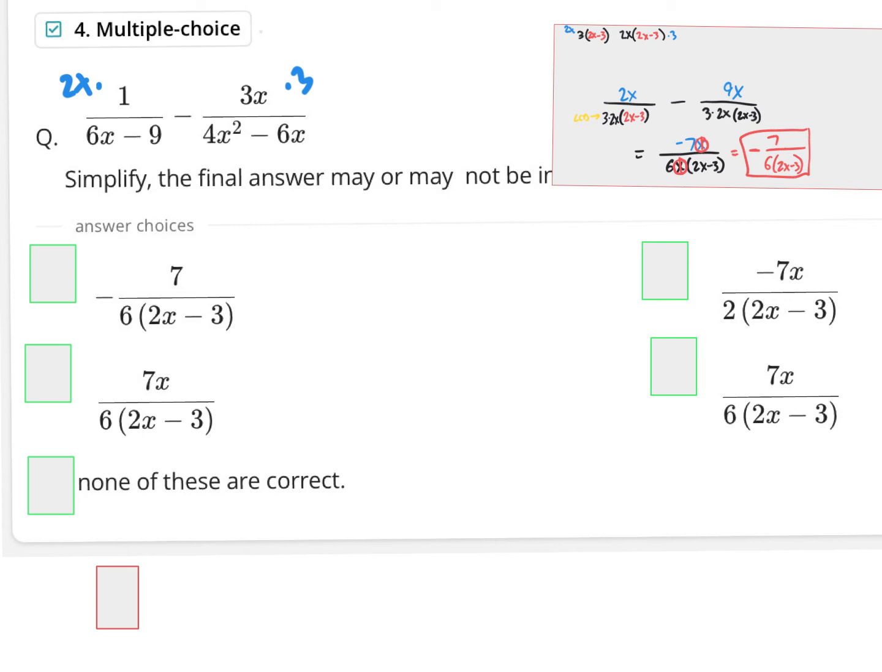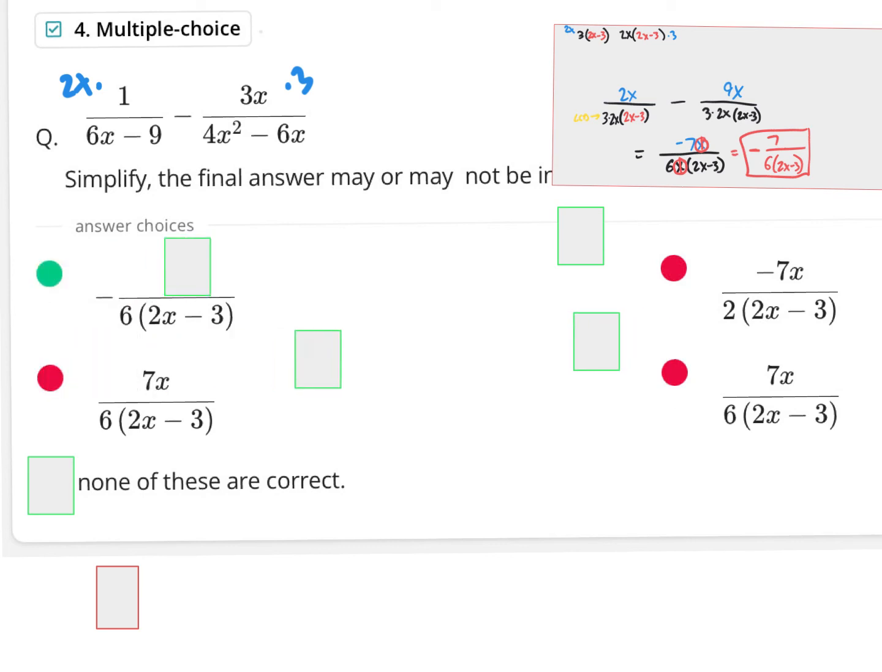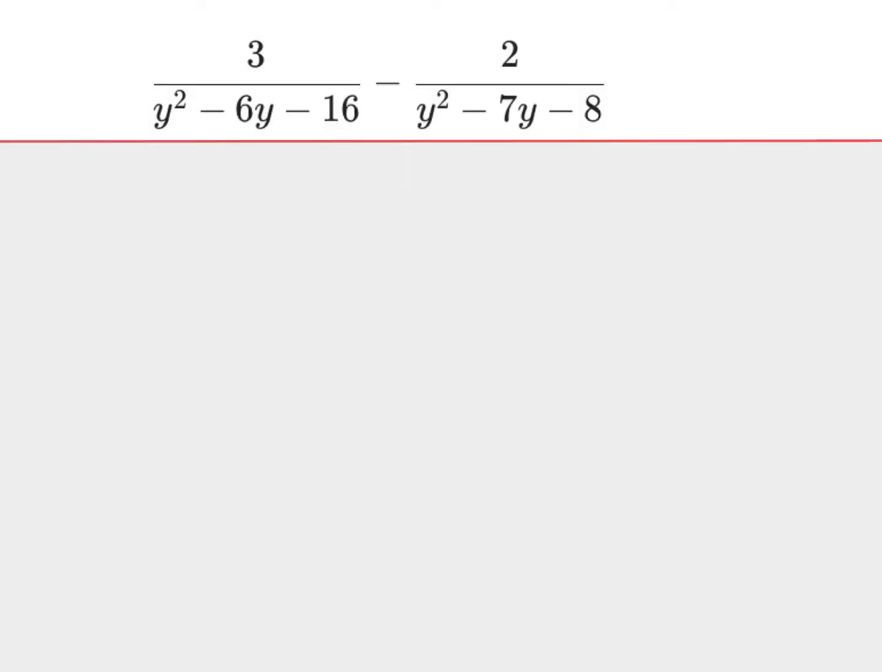And it looks like, let me just uncover these. This is the correct answer right there. The negative's out in the front, 7 up on top, 6 on the bottom, 2x minus 3. That's what we had on our work. So right here, again, we need to subtract these two fractions.